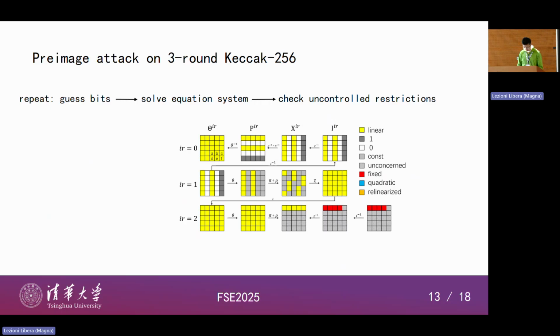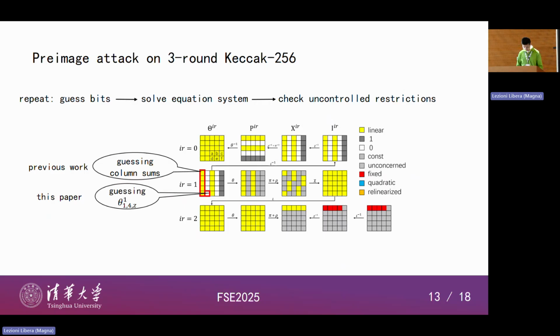To satisfy the uncontrolled restrictions randomly, we need to guess different values for some bits and repeat the attacks many times. Here we point out that choosing different variables to guess will result in different solving time. In previous work, they guessed different values for the column sums. However, if we guess values for these bits, the equation system that we need to solve will be very simple.